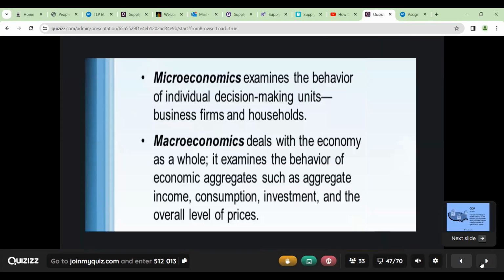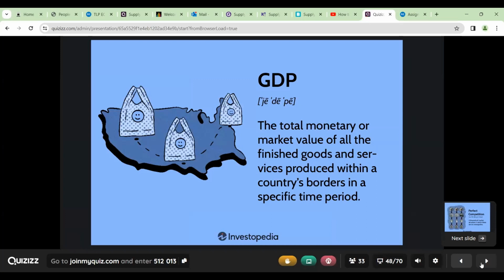And microeconomics, like I said, it's more about buying from a business. Macroeconomics is the whole economy. GDP is counting all the value of goods and services produced in the year. So it combines everything that was produced during the given year.